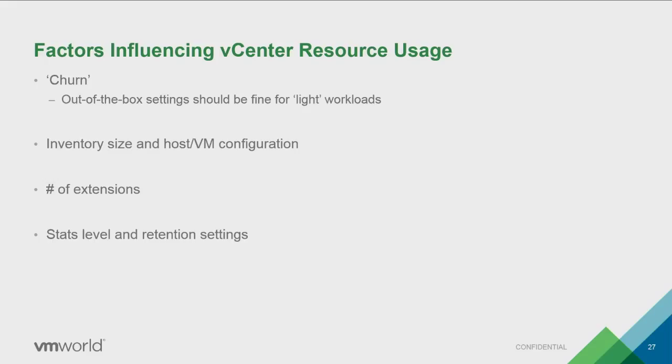So at a very, very high level, what sorts of stuff influences vCenter performance? I sort of distilled it down into 4 different factors. Of course, there are many. But the first is churn. In other words, how many operations are you doing against vCenter per unit time? Okay. And I should point out that for the bulk of you, out-of-the-box settings should work fine.